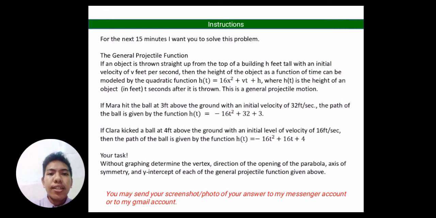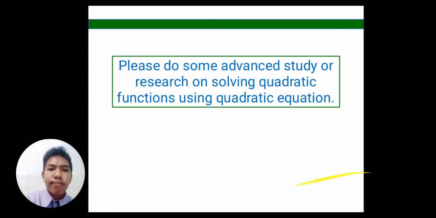So here, your task, without graphing, determine the vertex, the direction of the opening of the parabola, the axis of symmetry, and the y-intercept of each of the general projectile functions given above. You may send your screenshot or photo of your answer to my Messenger account or to my Gmail account.